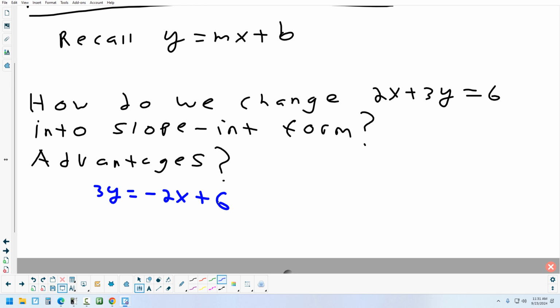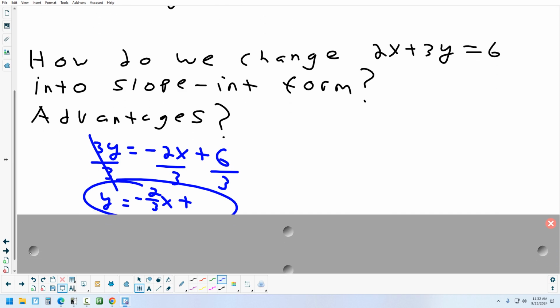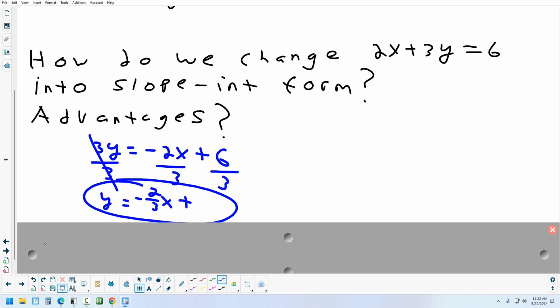And what would be my last step to getting the y by itself? Yeah, dividing by 3. That gets y by itself. My slope is negative 2/3 x. And what's my y-intercept there? Negative 2/3. Oh, that's your slope. But what's my y-intercept? What is it? 2.